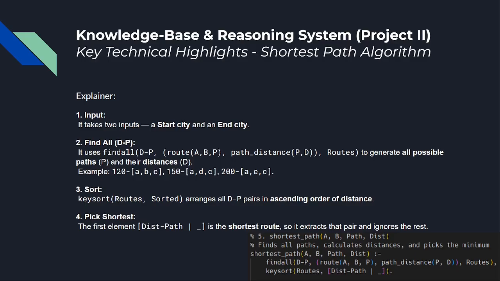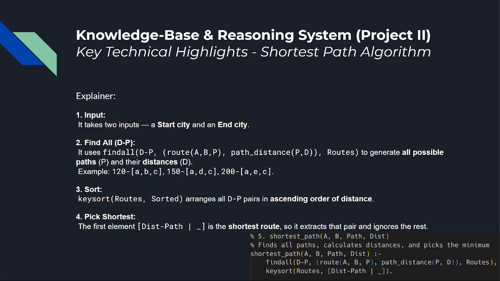So if we take that example, we have three paths, and then we use a findall predicate which has the distance pair, with D for distance and P for path, which is the pair. For routes, it stores the starting and the destination city with the path itself, and when it calculates the distance for each path, it stores it in the PD value format. The routes are the collection of all distance-path pairs. Here, for example, we have 120 as the distance and ABC as the path pair, and then we have two others with 150 and 200.